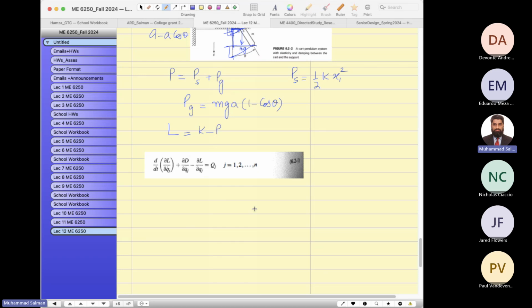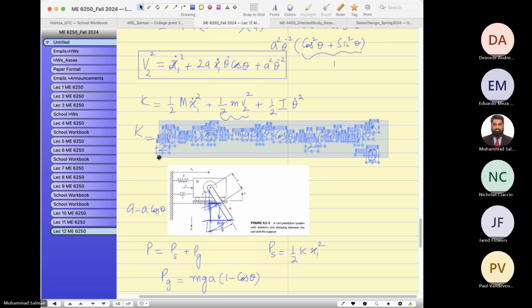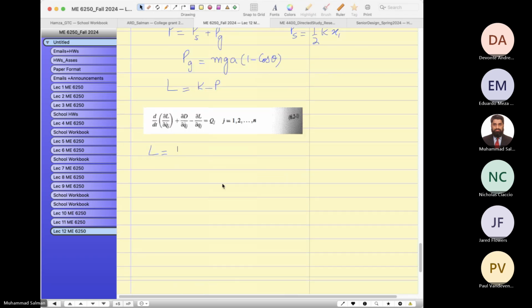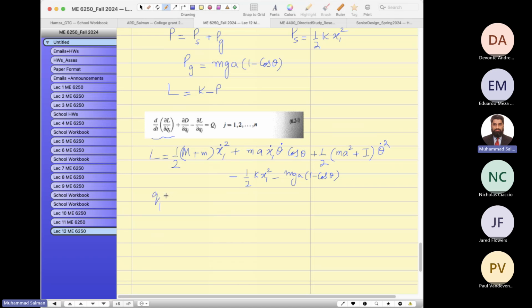So now you will help me. Let's do L equals, this is my K, minus P, which is PS, half k x1 squared. Let me show you, this is my PS, correct? And P sub G is minus m g a (1 minus cosine theta). So now we can do the partial derivative with respect to x1 dot.